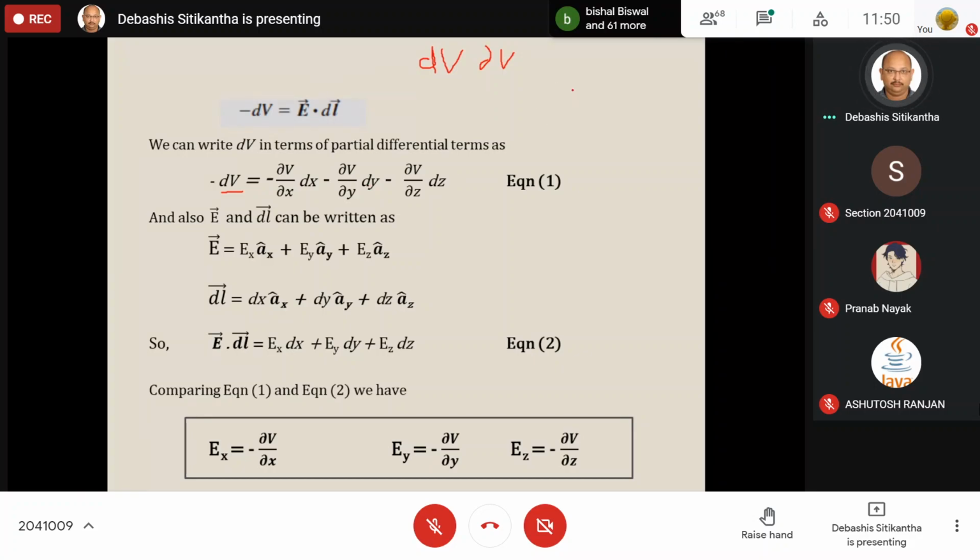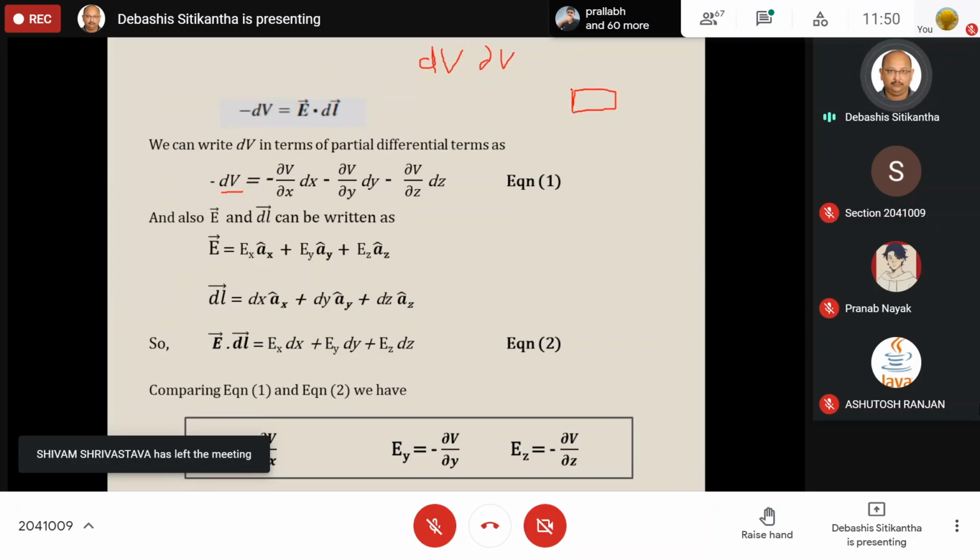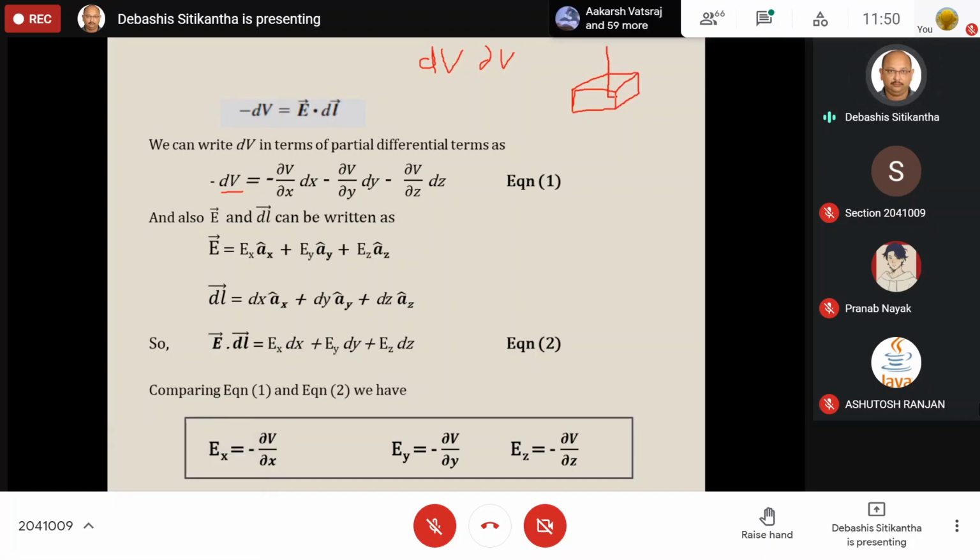Now you see, suppose I have a three-dimensional surface or a volume like this. Please try to understand the concepts. Let us say this is the x-axis, this is your y-axis, and this is your z-axis. Now your potential is going to be different in different directions.